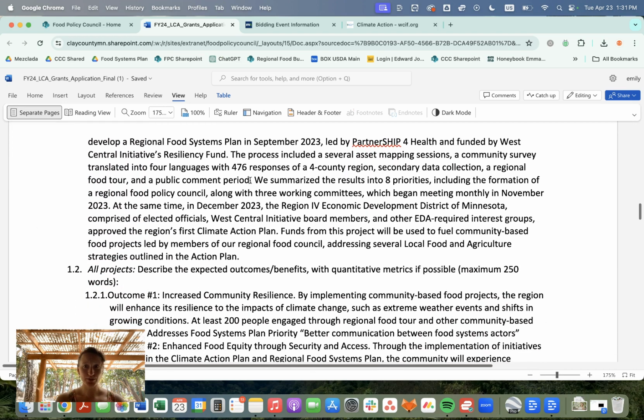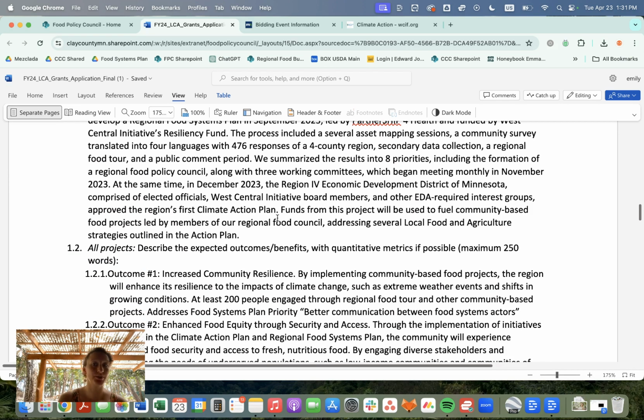We summarize the results into 8 priorities, and at the same time, this climate action planning process was taking place. Funds from this project will be used to fuel community-based food projects led by members of our regional Food Council, addressing several local food and agriculture strategies outlined in the action plan.